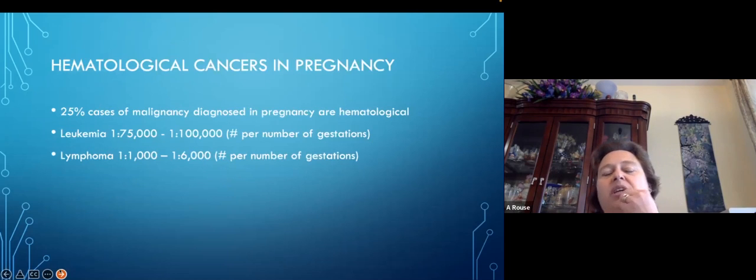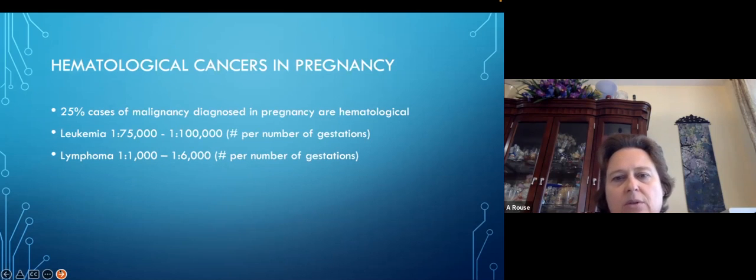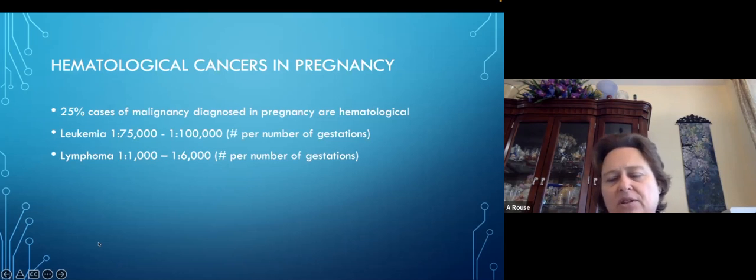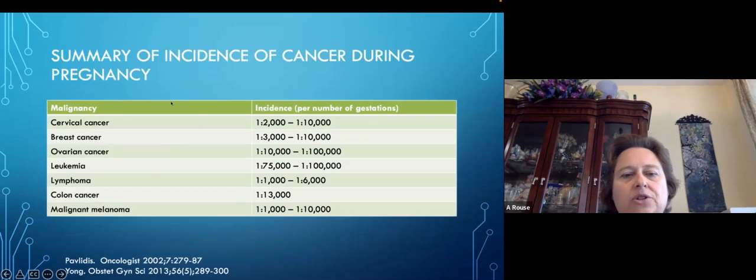So we said greater than 50% of the malignancies in pregnancy are breast and cervical. The other quarter is going to be your hematologic. So you've got your leukemias and lymphomas to consider in that grouping. And then the rest are going to be everything else. So here's your summary of your incidence. Cervical and breast, more common. Then you've got your lymphoma, leukemias in here. You've got ovarian cancers. And then some of the others, the more common you're going to see is things like colon cancer and your skin malignant melanomas.